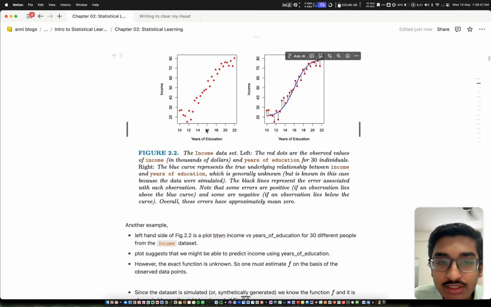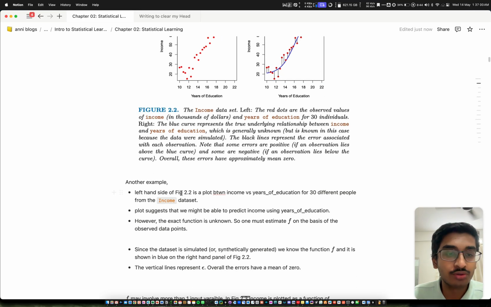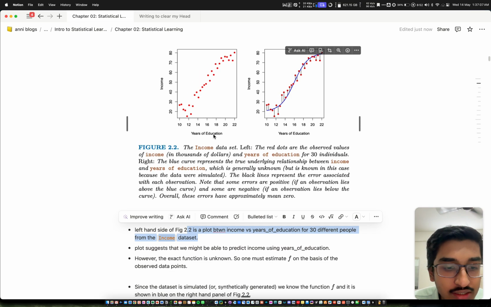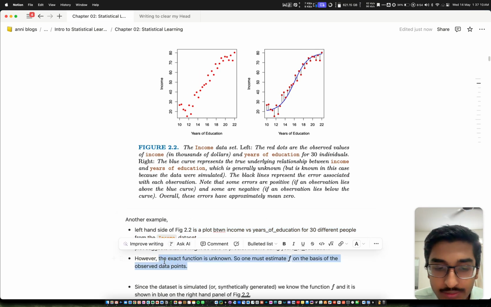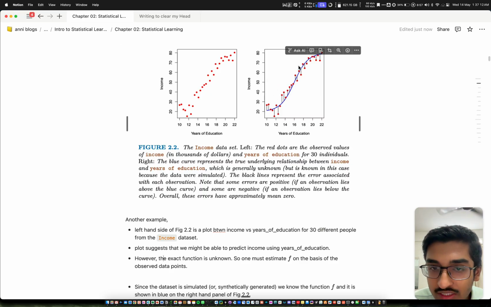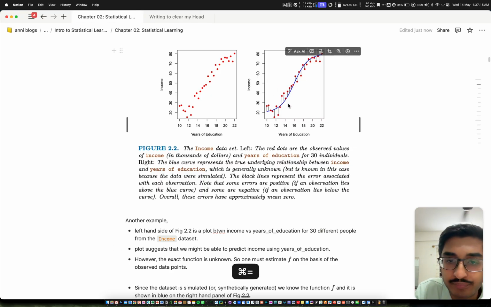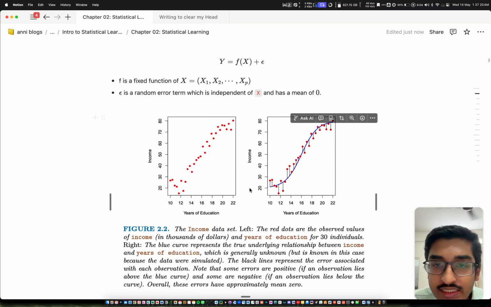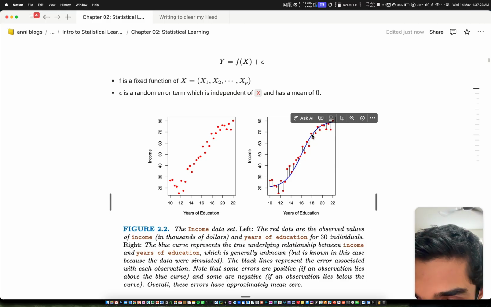So let's see another example: years of education and income. It's sort of verifiable naturally that if you've spent more time on your education, you might be earning more because you know things that other people don't. I mean, sort of. It's not always true, of course. But let's see the left-hand side plot, right? It suggests that we might be able to predict, and the exact function is unknown. So we estimate f based on the data points, and we get the plot on the right, which is this blue line, right?